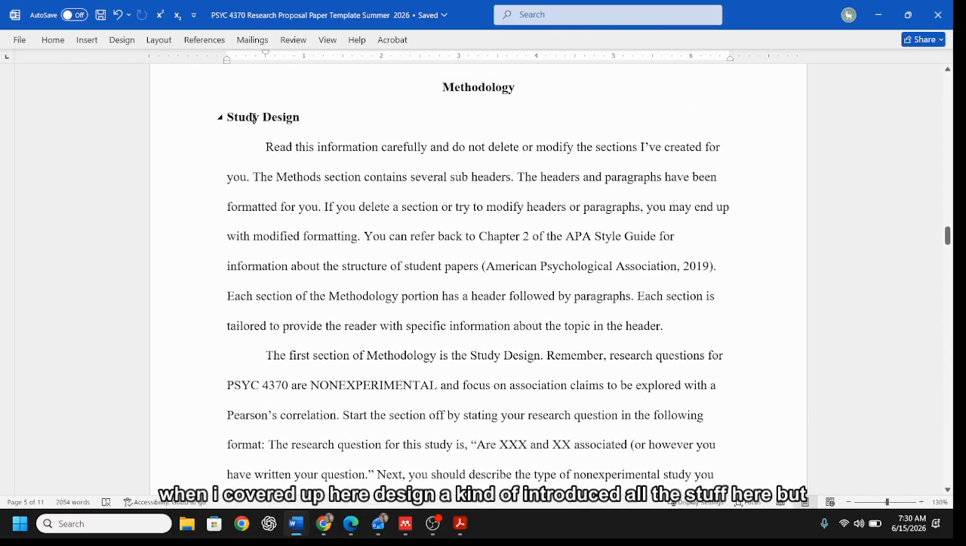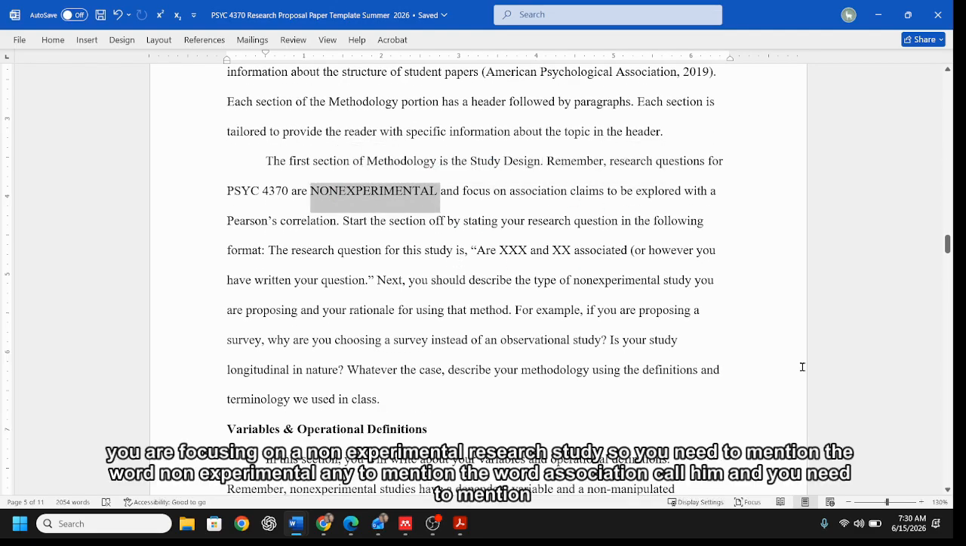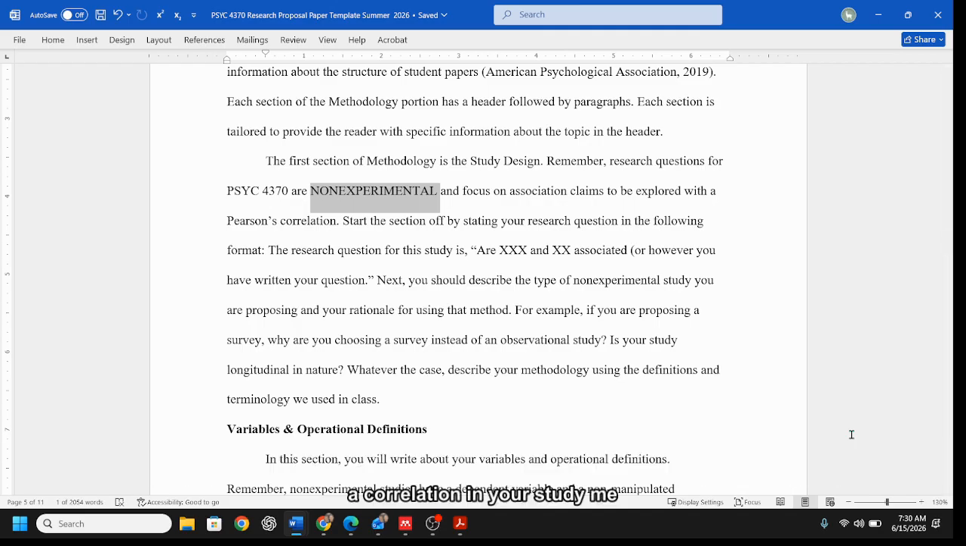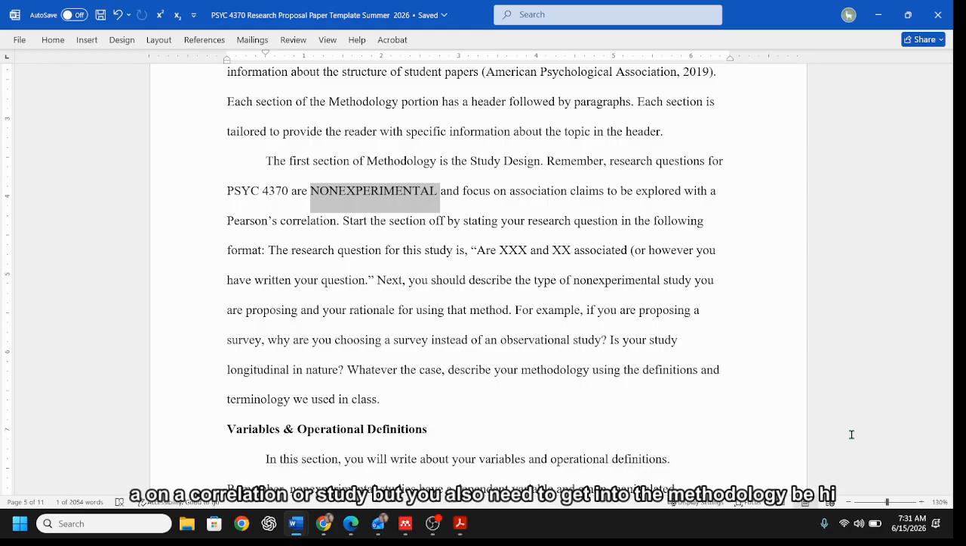That's what I covered up here, study design. I kind of introduced all this stuff here, but you are focusing on a non-experimental research study, so you need to mention the word non-experimental, you need to mention the word association claim, and you need to mention a correlation in your study methodology. So start that section off by restating your research question, okay? And then describe what type of non-experimental study you're using, and that is an association study or a correlational study.